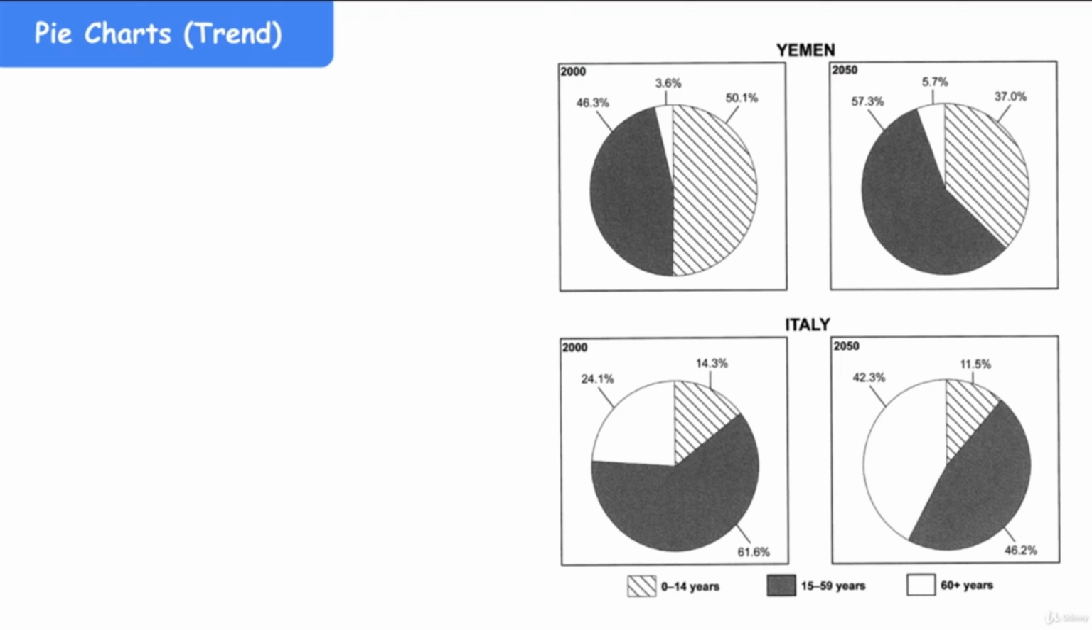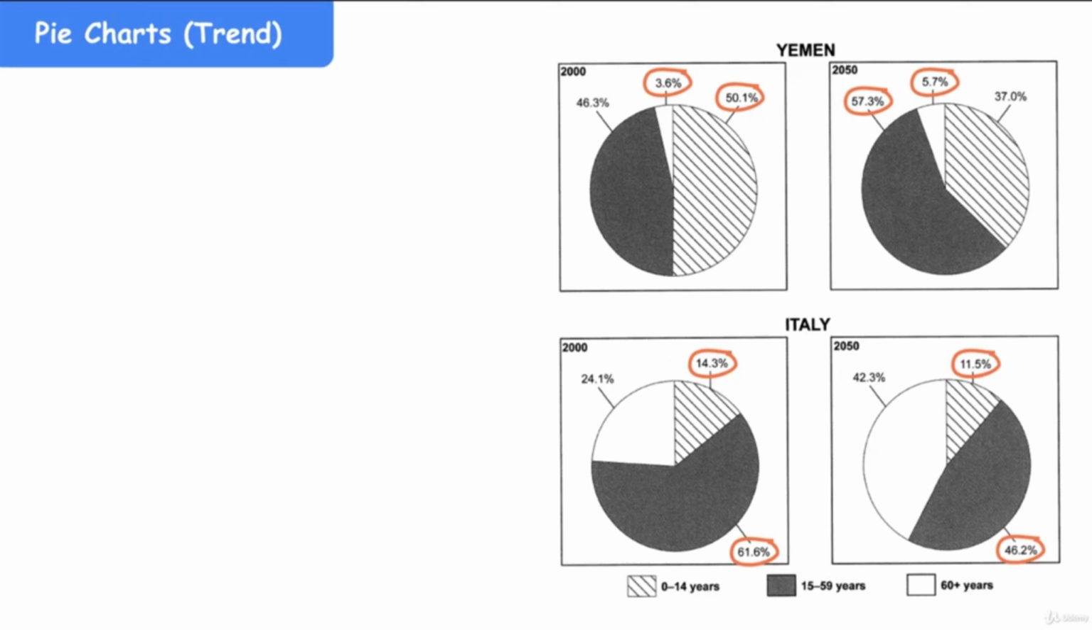So let's look at the highest and the lowest data points. So here we have our lowest data point for 2000 and here we have the highest data point. For the year 2050, this is our highest data point and this is the lowest data point. Let's move on to Italy now. So here's our lowest data point and here's the highest for 2000, and for 2050 this is the lowest and this is the highest.